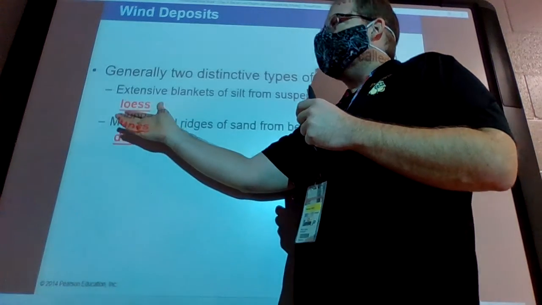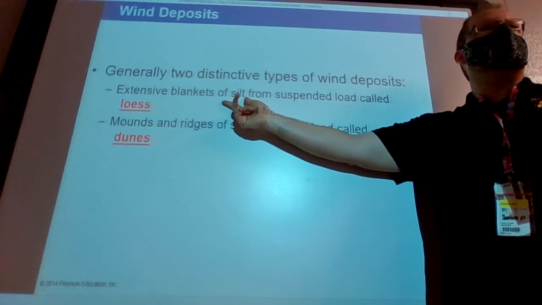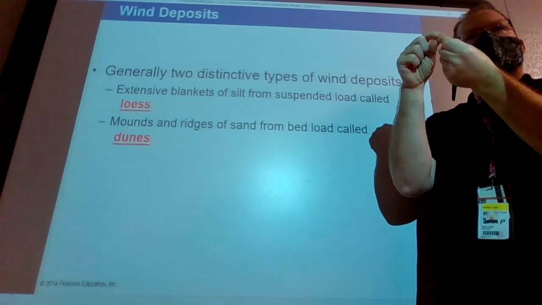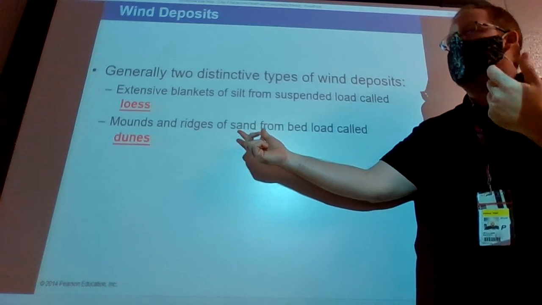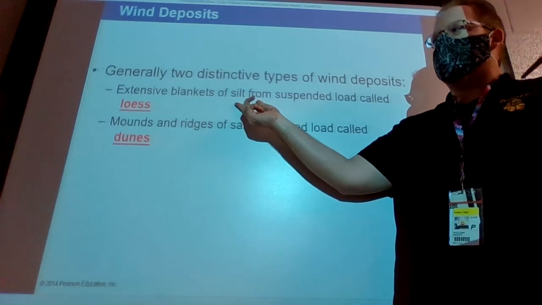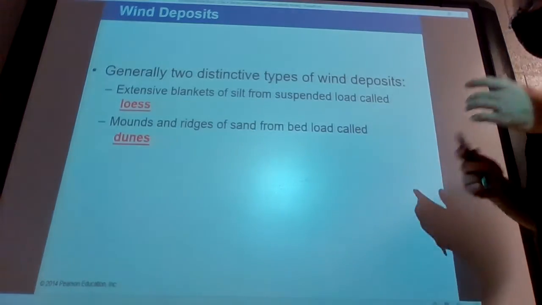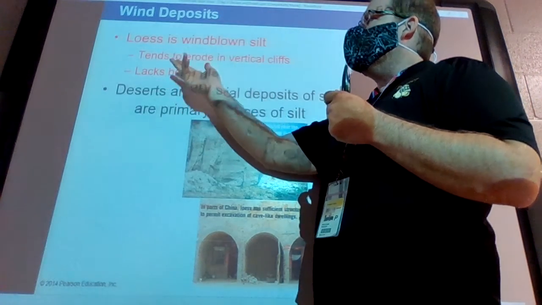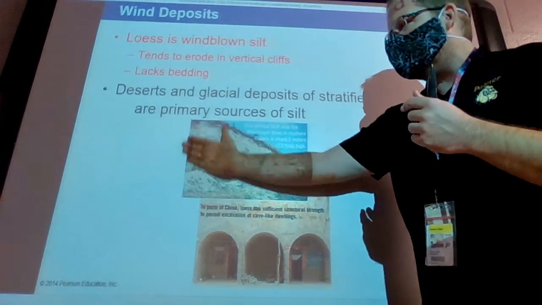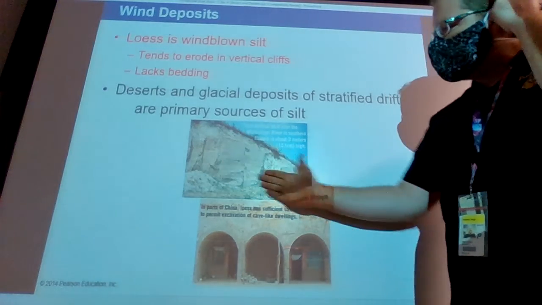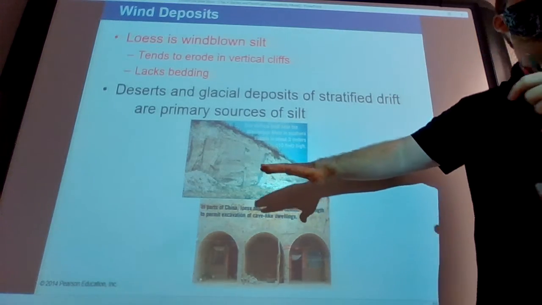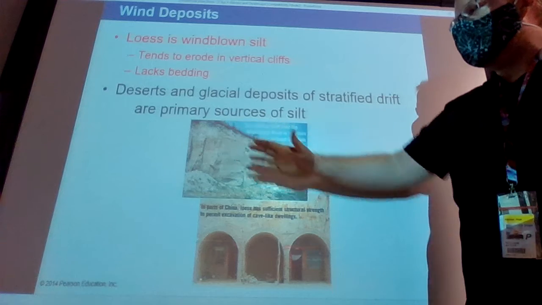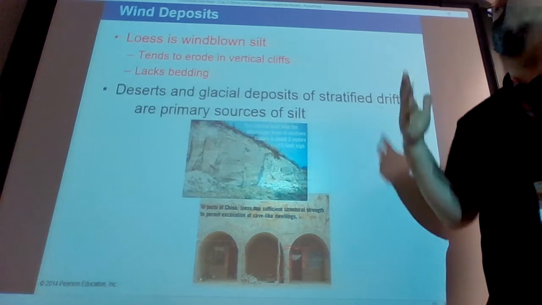But we have dunes and we have loess. Loess is going to be more silt. If you think back to sedimentary rocks, the mudstones and the siltstones had really, really fine particles, much smaller than a particle of sand. So your loess is going to be your silt-sized particles, very fine. Your dunes are going to be your sand-sized particles. So this just talks about loess being wind-blown silt. It tends to erode in vertical cliffs, so they show this vertical cliff right here, which is made of loess. There's not really any bedding, so unlike a cliff made of sandstone, where you would see the different layers, the loess just piles up in one big pile.